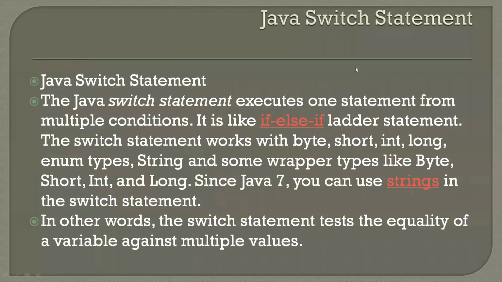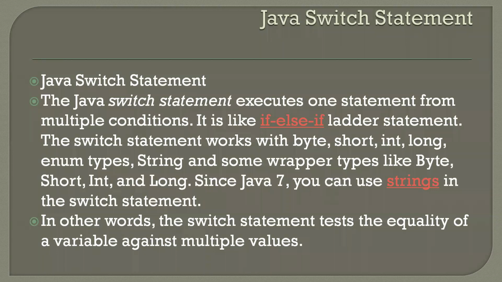Right, in the next slide, we will see the switch statement. The Java switch statement executes one statement from multiple conditions. It is like an if-else ladder statement. The switch statement works with byte, short, int, long, and enumeration types, string, and some wrapper types like Byte, Short, Integer, and Long.